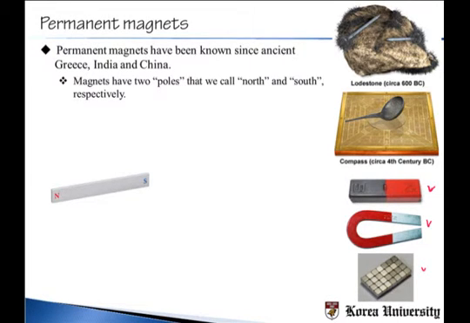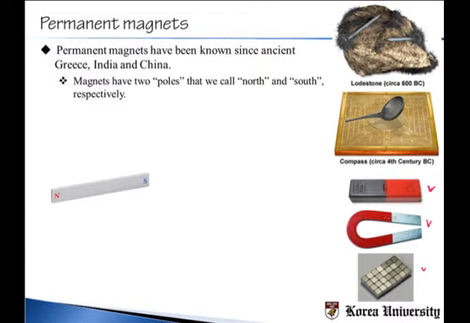And these permanent magnets have actually been known to humans since ancient Greece or India and China, which means that humans have been using them for a very long time. But in fact, we didn't really understand what magnets are until very recently. And that's what we are going to study in this chapter.